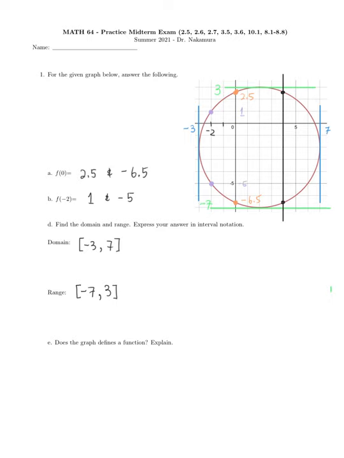Now, if it is a function, then when you do the vertical line test, that line should intersect the graph at only 1 point. So in this case, it intersects at 2 points, so therefore it is not a function. So I'm just going to write it as not a function, and then just say that because it fails the vertical line test.